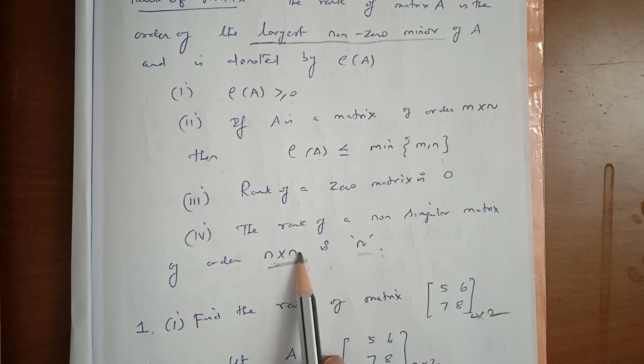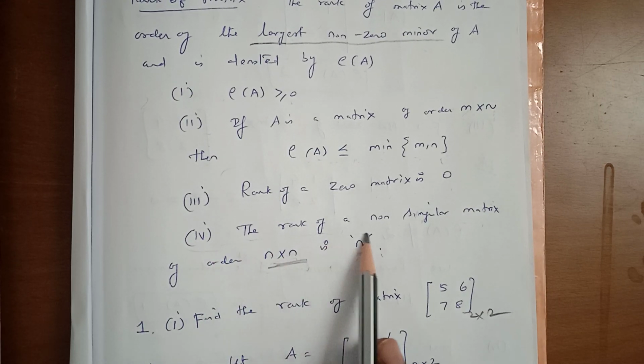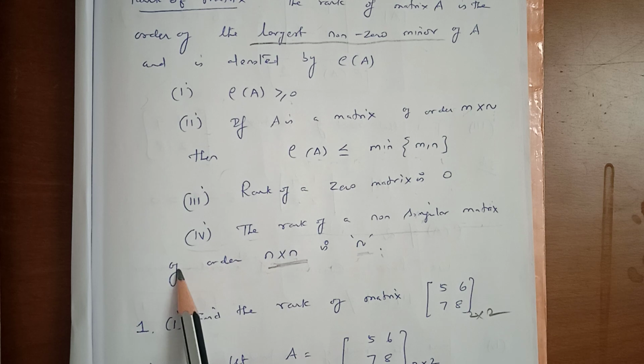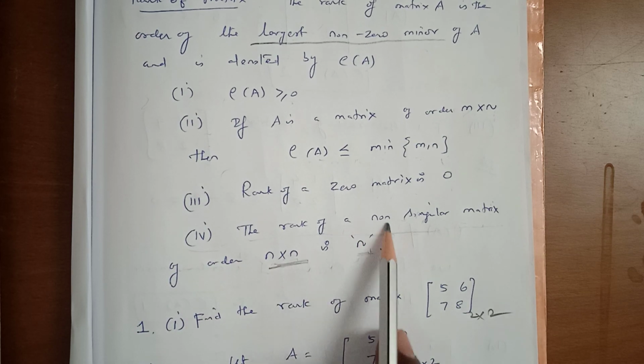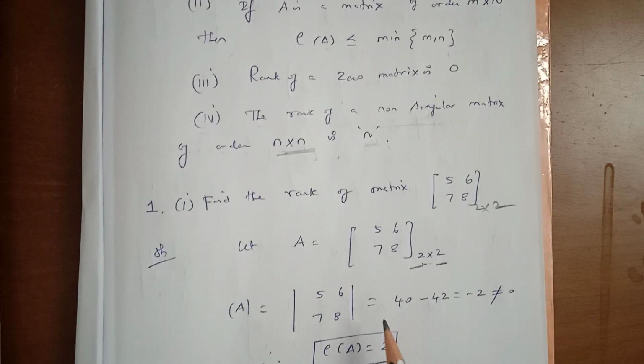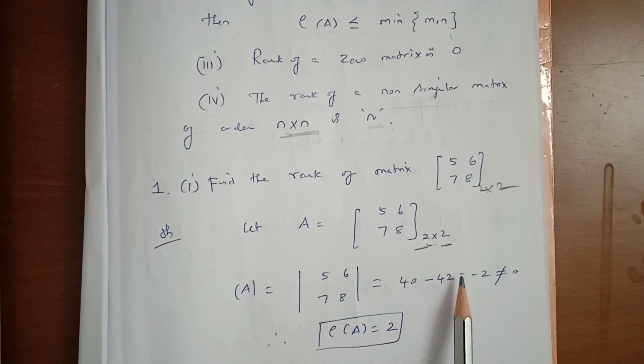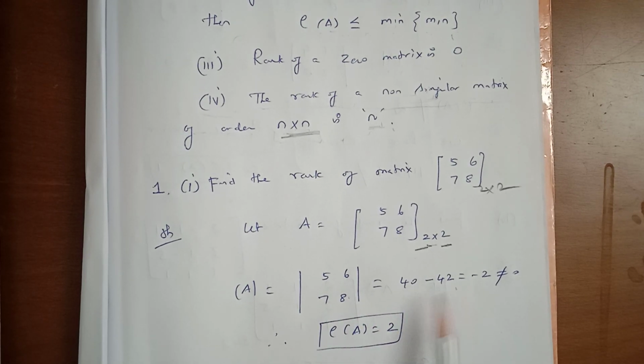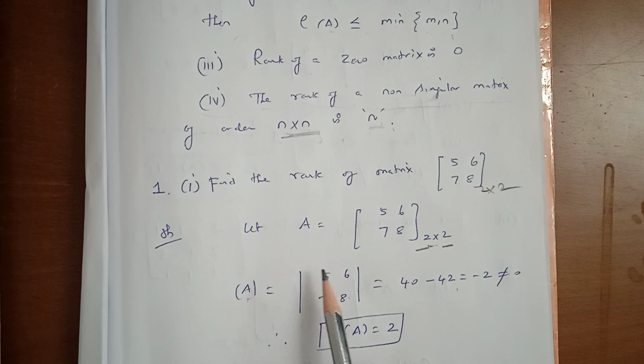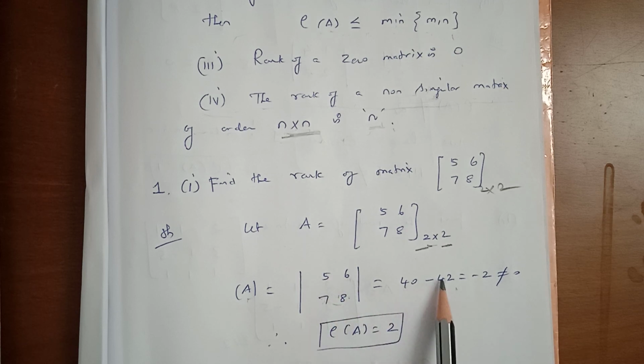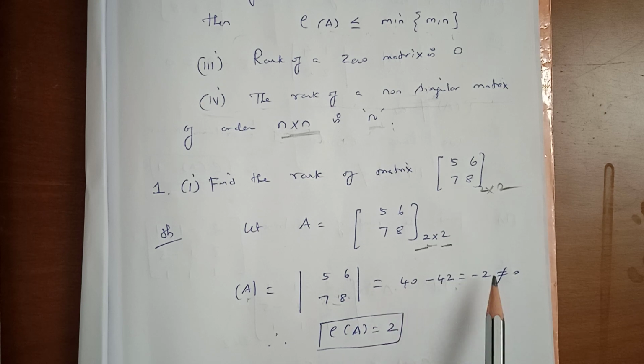So the rank can be found using the fourth condition: the rank of a non-singular matrix of order n by n is n. A non-singular matrix has determinant not equal to 0. So we have to check the determinant to obtain the rank value. Determinant of A equals 5, 6, 7, 8. By the cross calculation method, 5 into 8 is 40, minus 6 into 7 is 42. 40 minus 42 is minus 2.